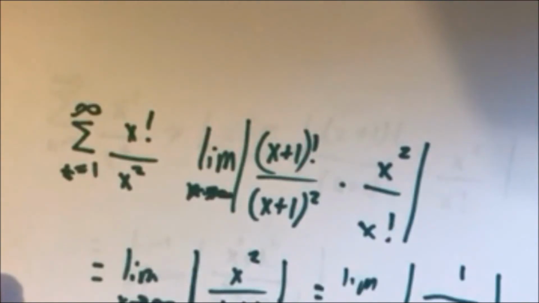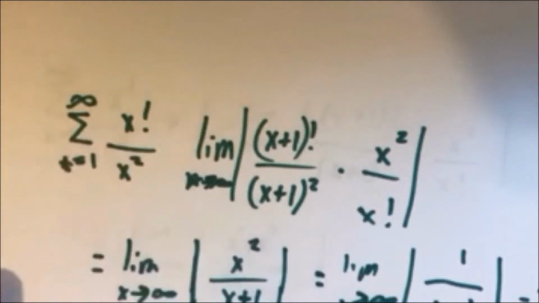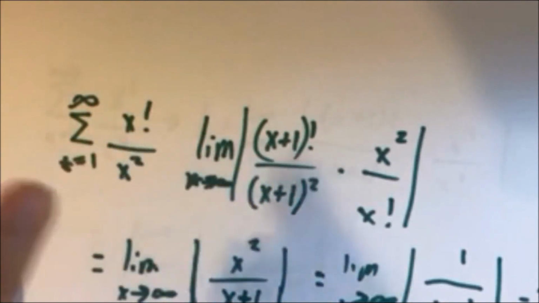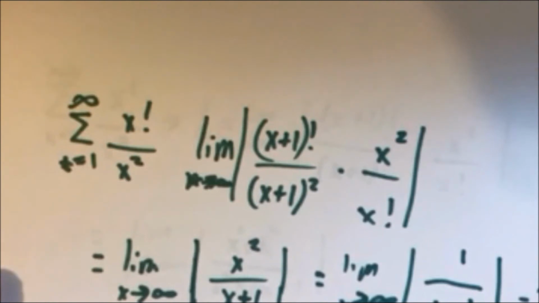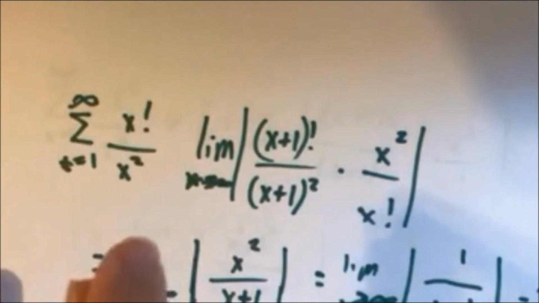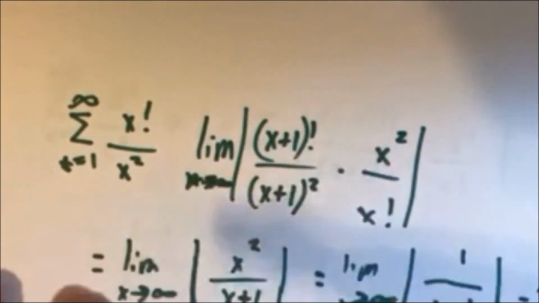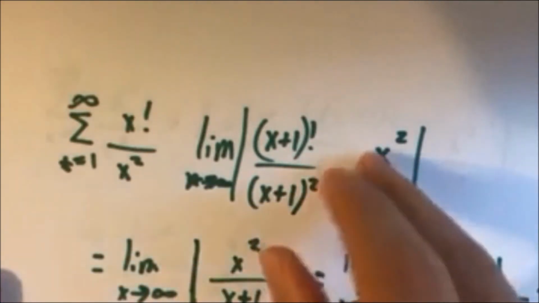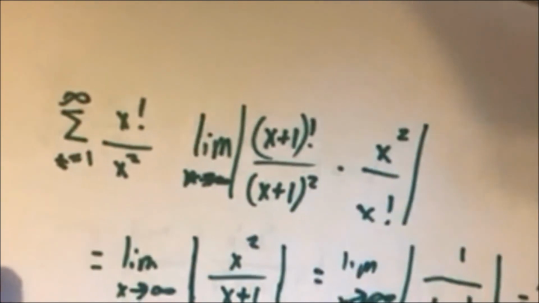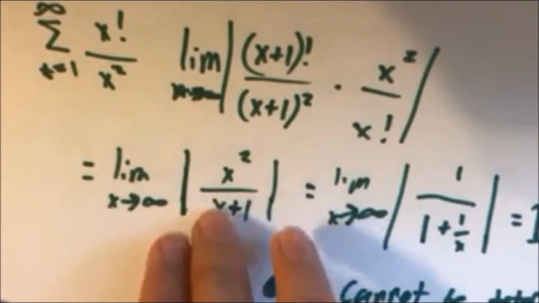And for the last section of this FRQ, we have the summation of x equals 1 to infinity of x factorial over x squared. So we want to find the radius of convergence, we need to use the ratio test. So first we're going to take the limit of a sub n plus 1, so we make every x into x plus 1. So x plus 1 factorial over x plus 1 squared times the reciprocal of the original function, which is x squared over x factorial. After some multiplying out, we simplify it down to x squared over x plus 1, since the factorials cancel out.